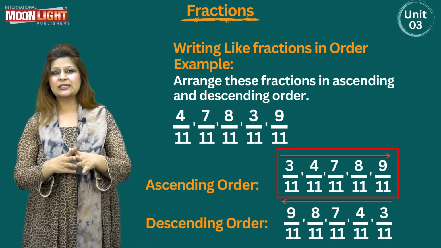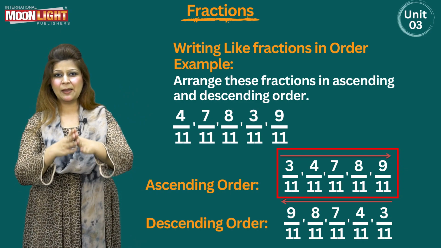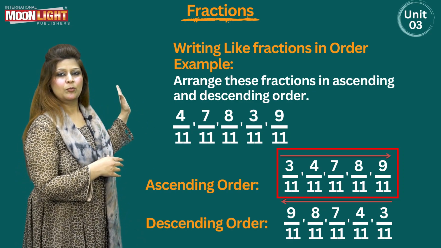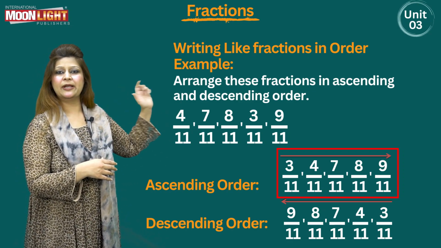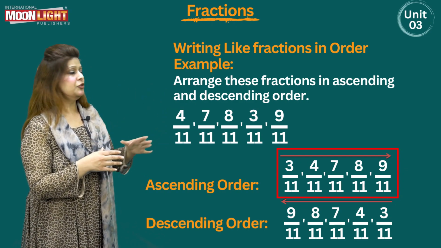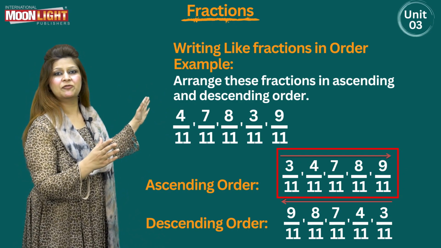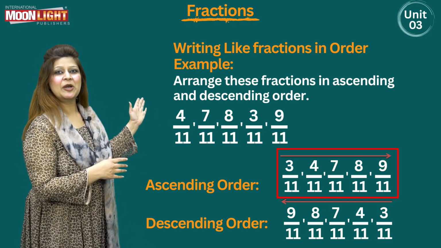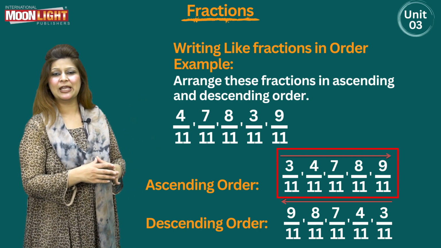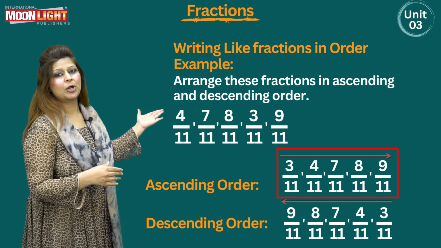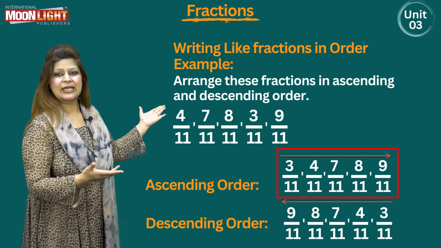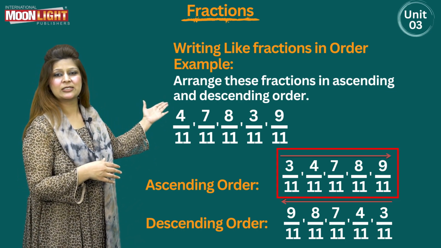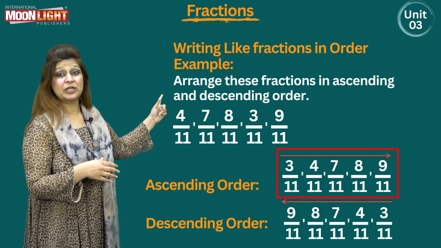And which one is the smallest numerator? Yes, the number 3. So I'm going to write it down moving to the bigger numbers, the biggest number. So 3 by 11 I will write first. Then which number is the greater one? Yes, the number 4. 4 by 11 I will write after a comma. Then after a comma I will write 7 by 11. Then 8 by 11.